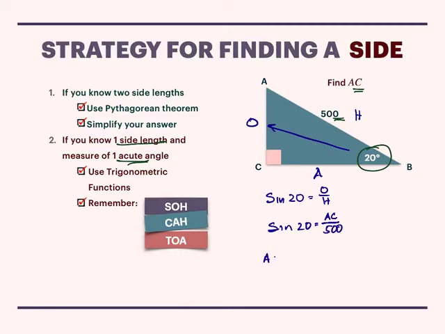So multiplying, AC equals 500 times the sine of 20. Again, I'm going to pull out my calculator here. Try it on your own if you'd like to. So 20, and I'll take the sine of that. And then I'm going to multiply that times 500. And I get 171.0, so AC is 171 units long.